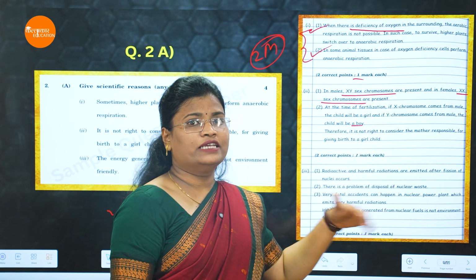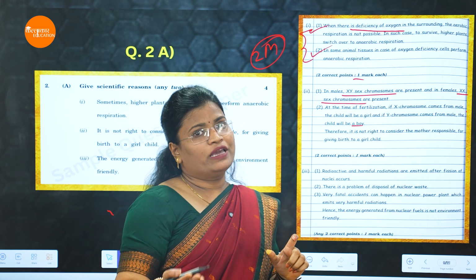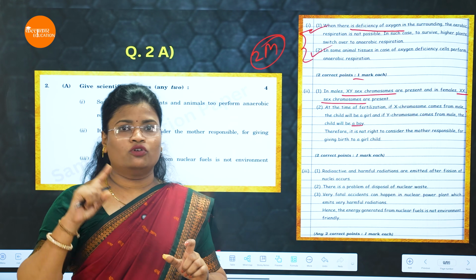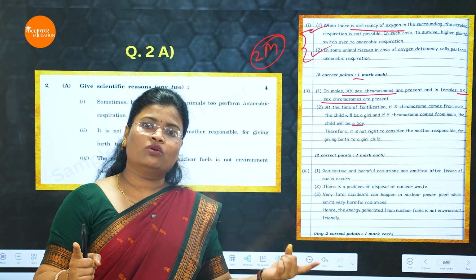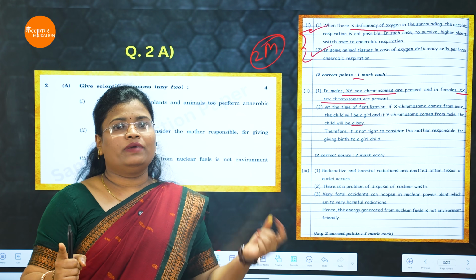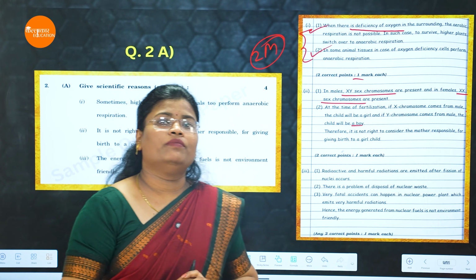If the male is sending the X chromosome, the female is already having 2 X chromosomes. So one chromosome from the female and one chromosome from the male will be X. So the child will be a girl.